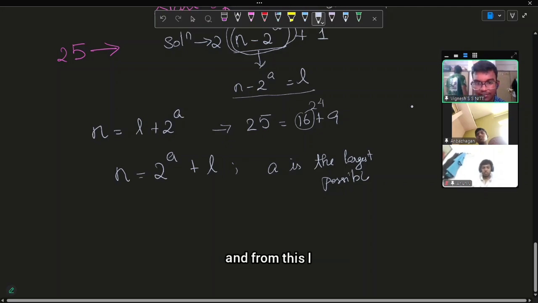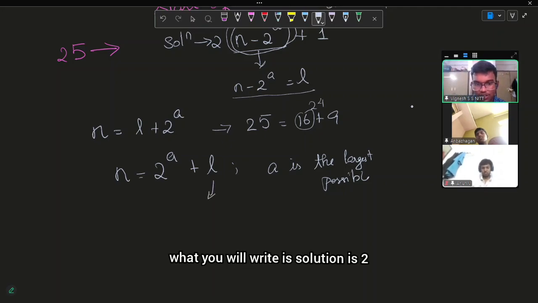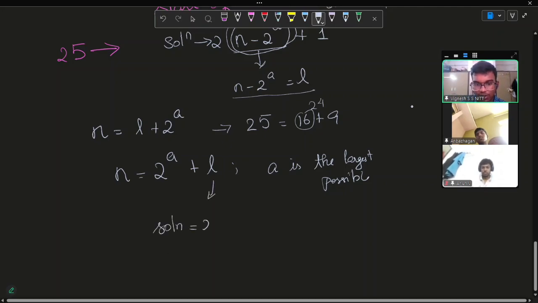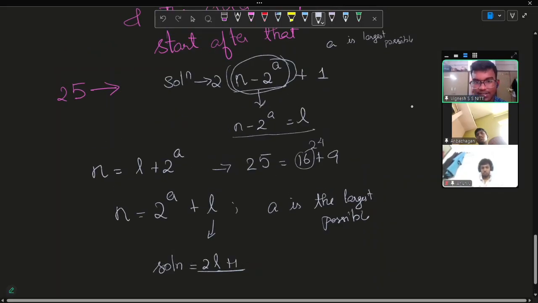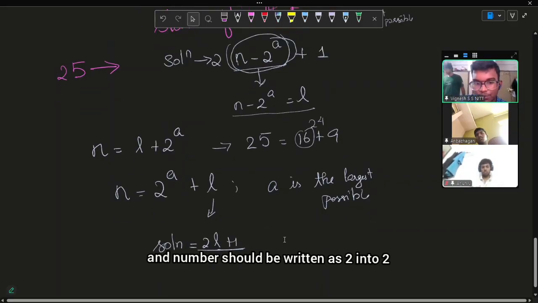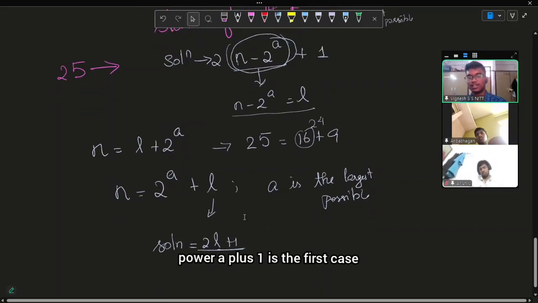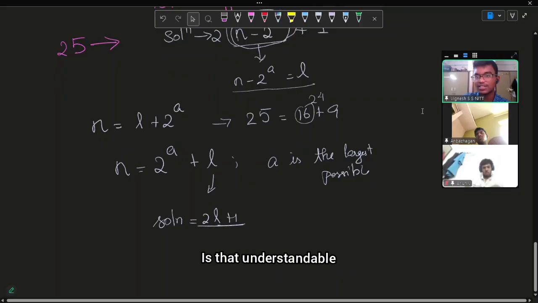So if you get a number, you will write it as 2 power a plus l, and from this l, the solution is 2 into l plus 1. So that's what we have seen previously. This is l. So the solution is 2 into l plus 1, and the number should be written as 2 power a plus l. Is that understandable?